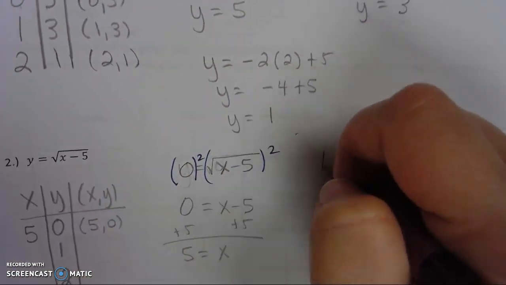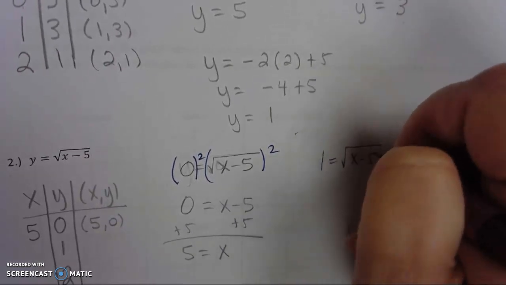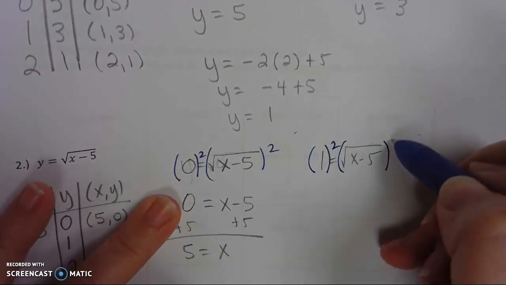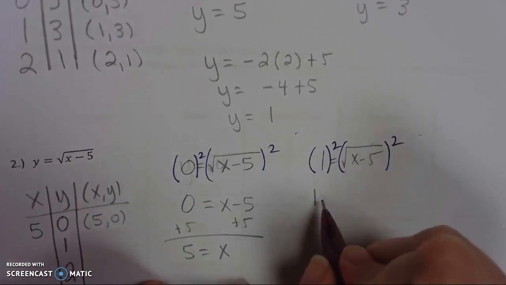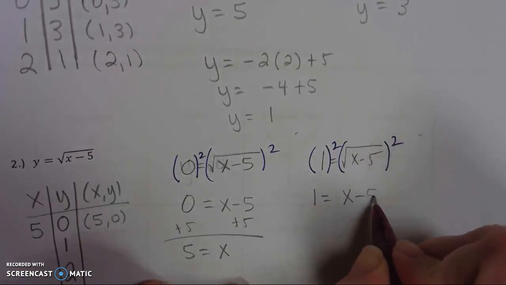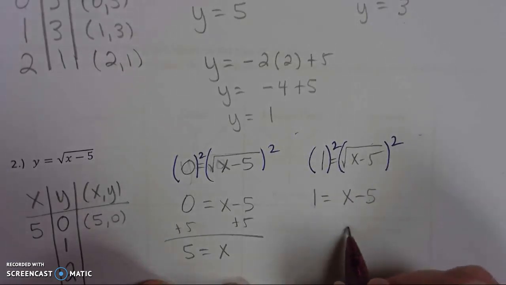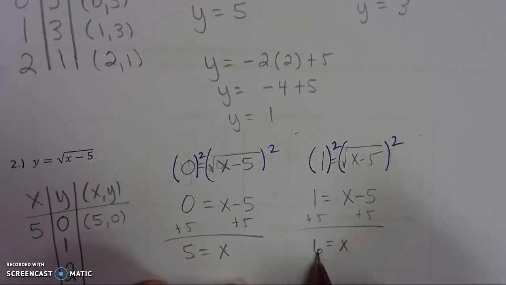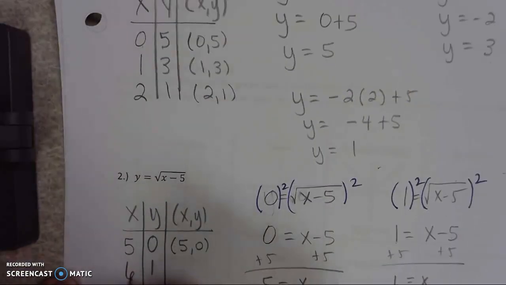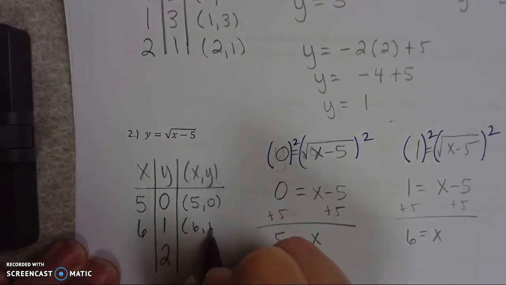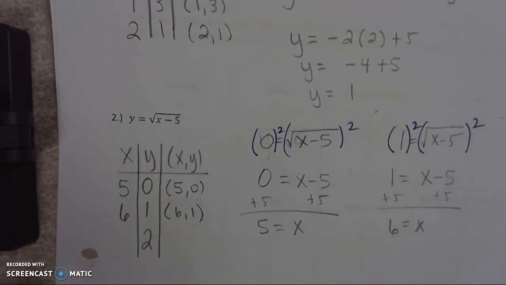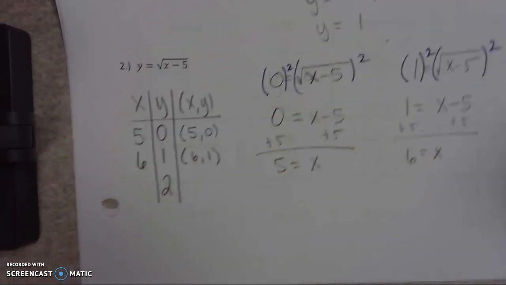All right, let's try 1. So I'm going to put 1 in y's place, and I'm going to solve for x. So I'm going to square both sides. 1 squared is 1. This leaves me x minus 5. I'm going to add 5 to both sides. And that tells me that when y is 1, x is a value of 6. Let's come over here to my table and fill that in. Make sure when you pick your values that you write them in the correct column for the variable you're filling them into. Otherwise, your points are going to be off.